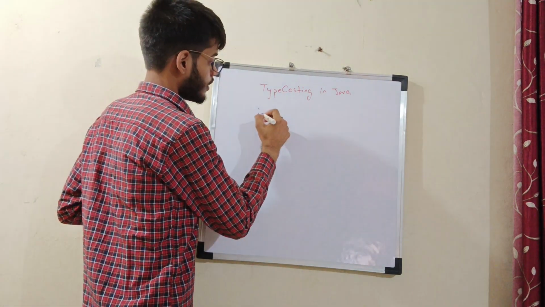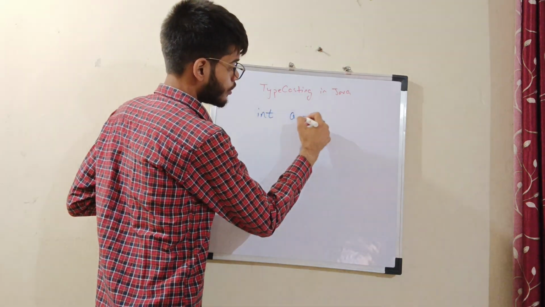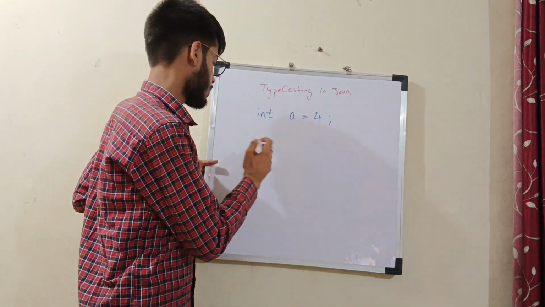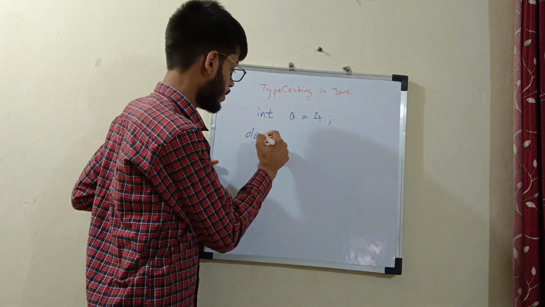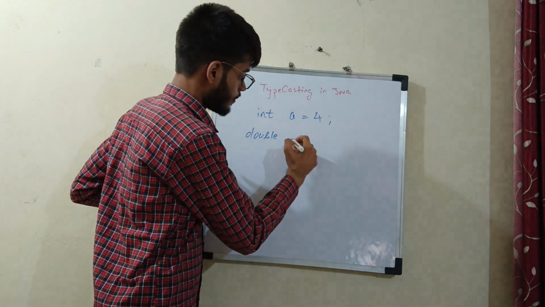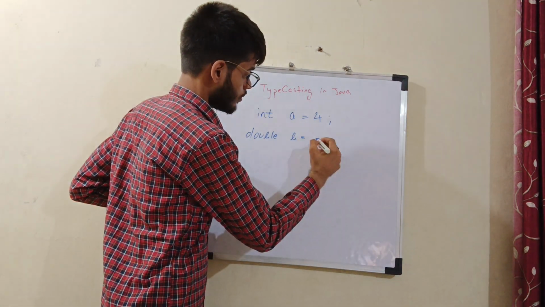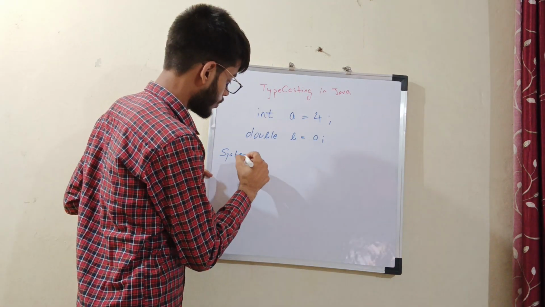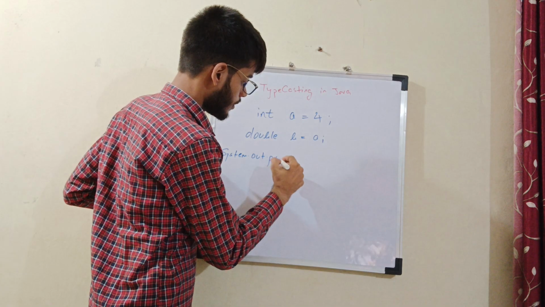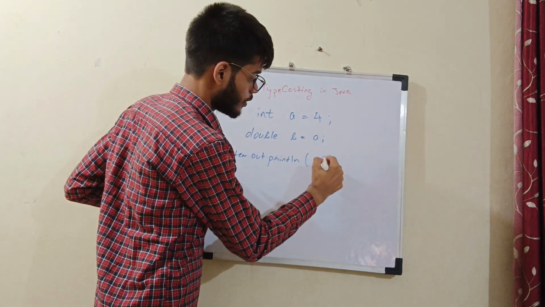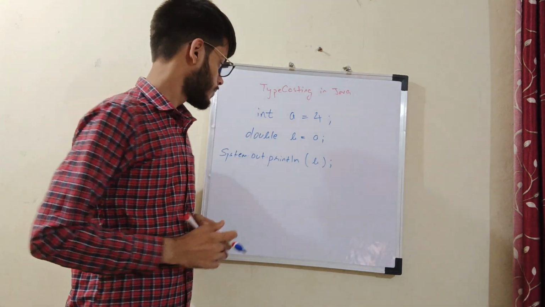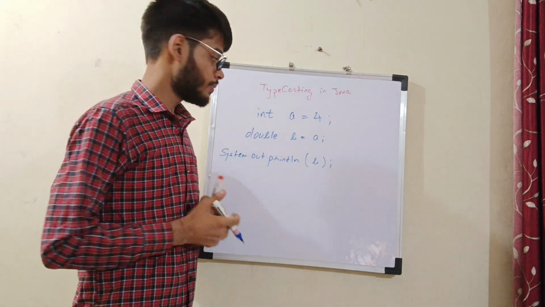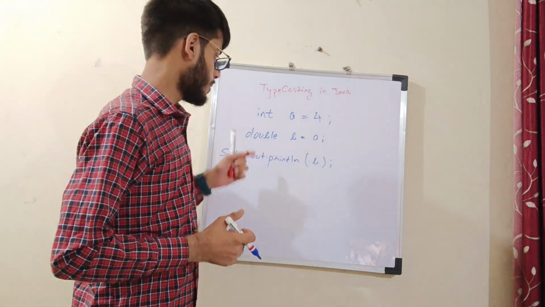Suppose I have int a equals 4, and after that I'll say double b equals a. After this I'm going to do System.out.println, printing the value of b. Can you predict the output of this? Is it going to give you an error, or what will be the output? Comment down below.